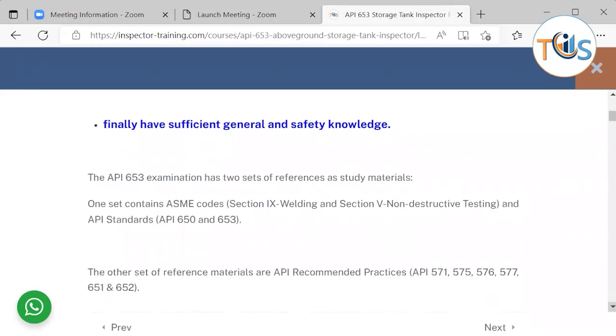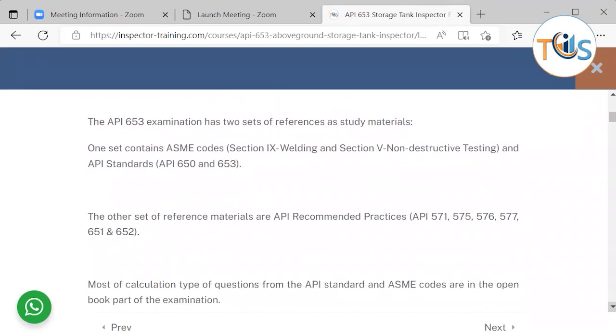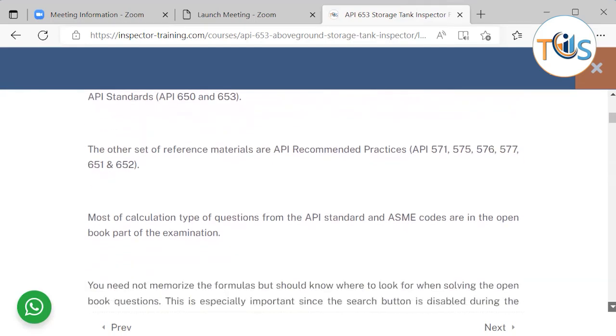The API 653 examination has two sets of reference documents as study material. One set contains ASME codes, Section 9 welding and Section 5 non-destructive testing, and API standards 650 and 653. The other set of reference material is recommended practices: 571 damage mechanism, 575 inspection practice, 576 pressure relieving devices, 577 welding, and 651 and 652 lining and cathodic protection.